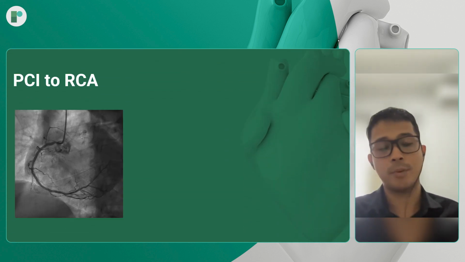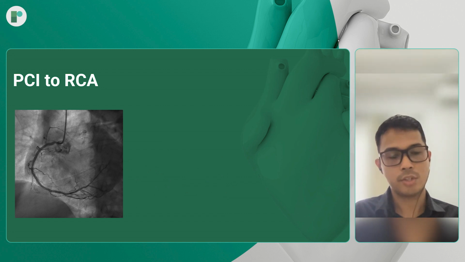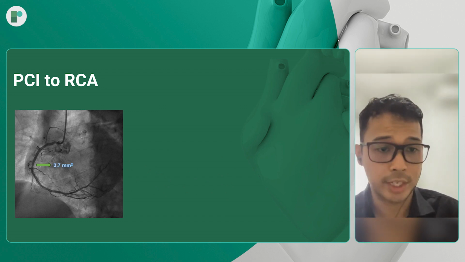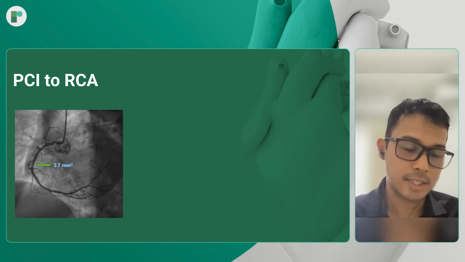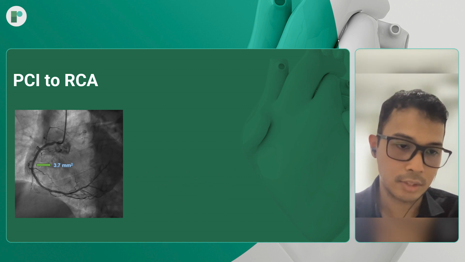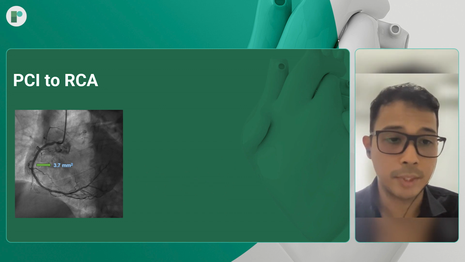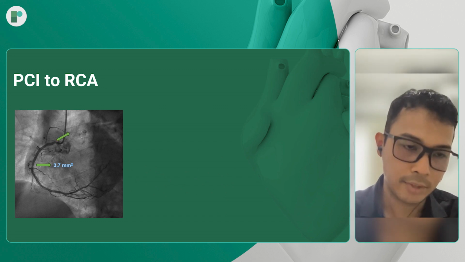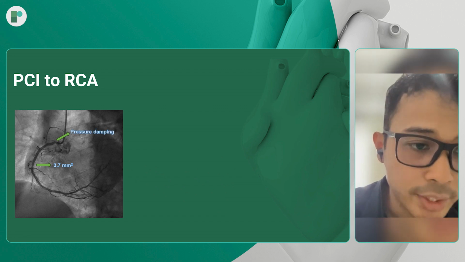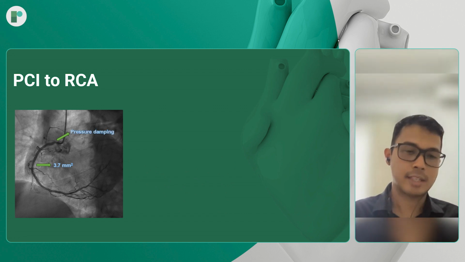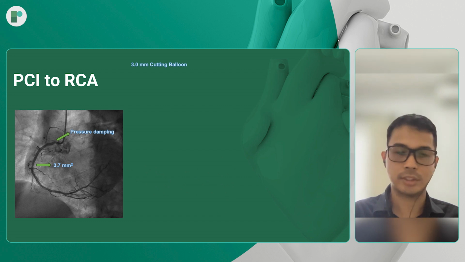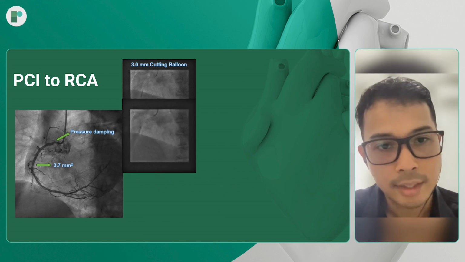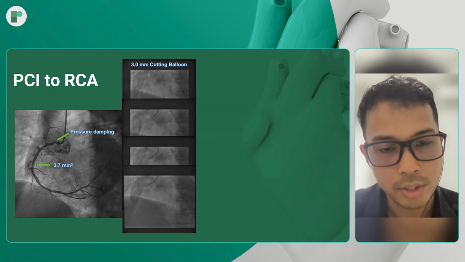So at this stage, we performed the PCI to RCA. We used a 6 French GR4 catheter, ensuring smooth wire progression, and we performed the IVUS intracoronary imaging, and it showed the MSA in the mid ISR is 3.7 millimeter square, and we appreciated pressure damping at the ostial RCA. Subsequently, we proceeded to PCI to address the ISR there with a 30 millimeter cutting balloon in the mid proximal to the ostial.